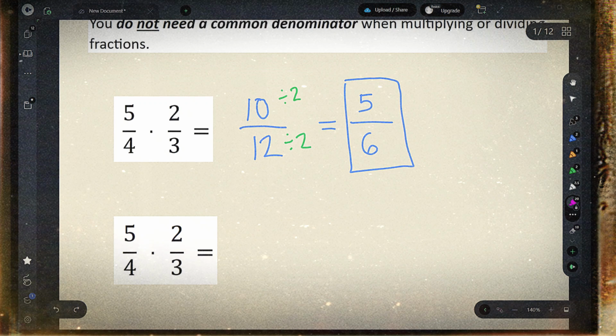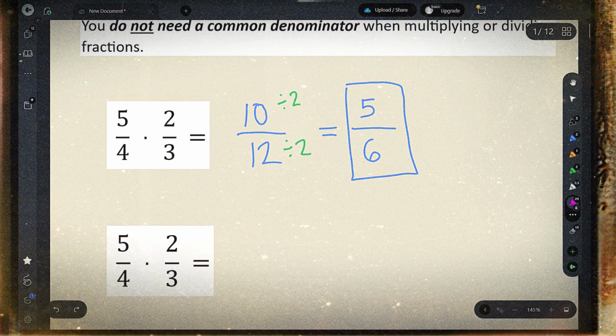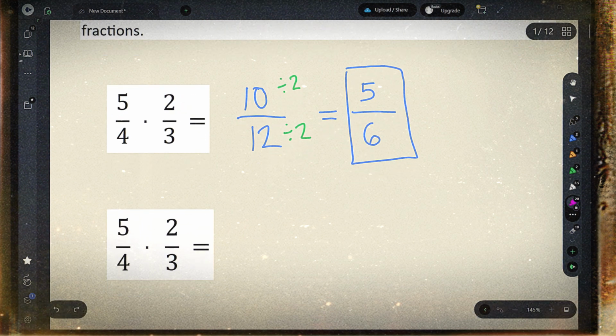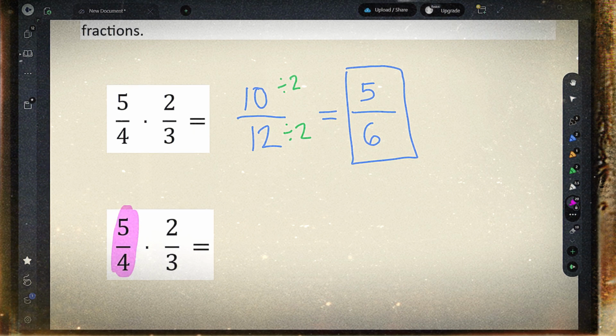Let's take a look at that same problem again, and let me show you a different approach. Instead of multiplying first and then simplifying our answer, we can simplify first before we multiply. So, how does that work? Well, here's our first fraction, 5 over 4. Can we simplify that fraction? Is there a common factor between the numerator and the denominator? And the answer is no, because 5 and 4 have no common factors.